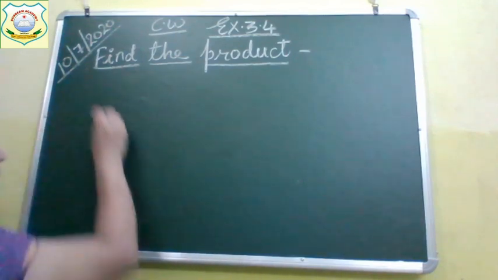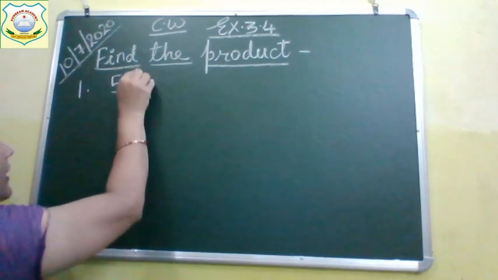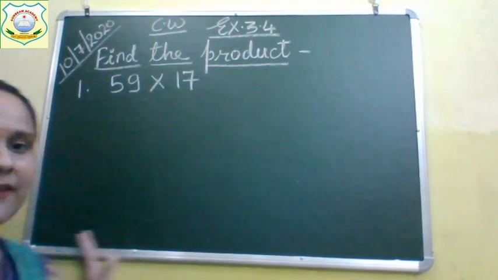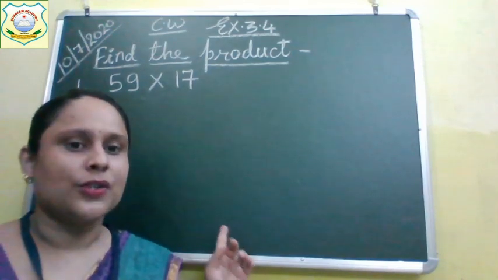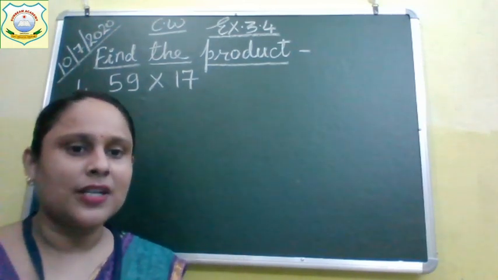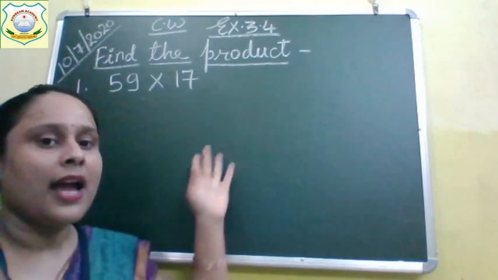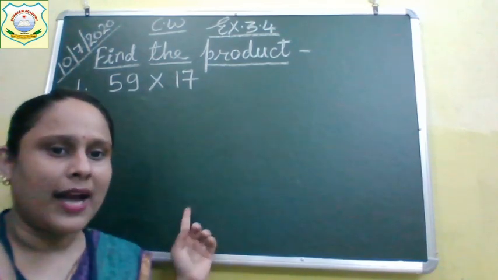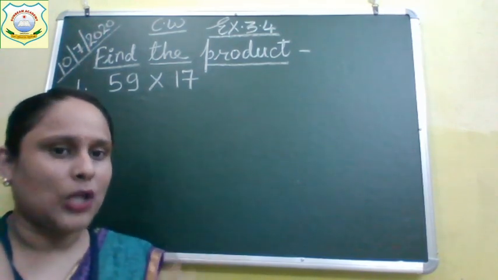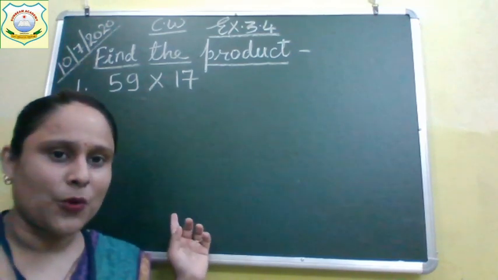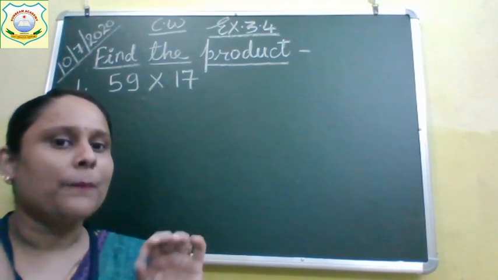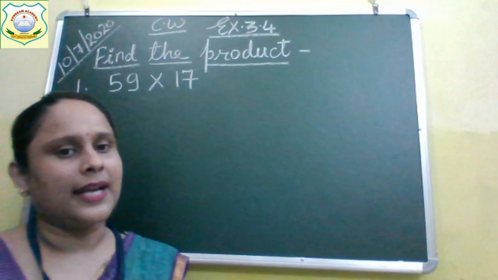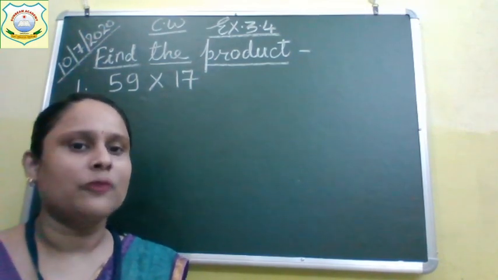See question 1. Question 1 is given 59 into 70. First, I will explain the question, so you all look at the board. After completing, I will tell you to write in your notebook. But while I am explaining, put your pencils down, sit with your notebooks open, but do not write now. First I'll explain this question, then you can copy it down in your notebook. I will give you time for copying down.